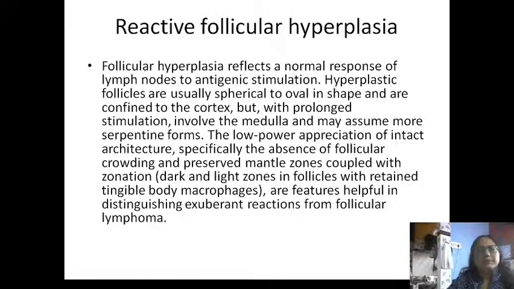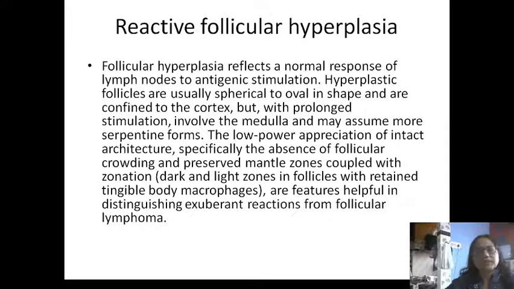Now follicular hyperplasia reflects a normal response of lymph nodes to antigenic stimulation. So it is a normal response, not an abnormal, not a neoplastic response. Hyperplastic follicles are usually spherical or oval in shape and they are confined to the cortex. They are commonly found in the cortex. When we see under the microscope, we will find that the lymph node architecture is intact.